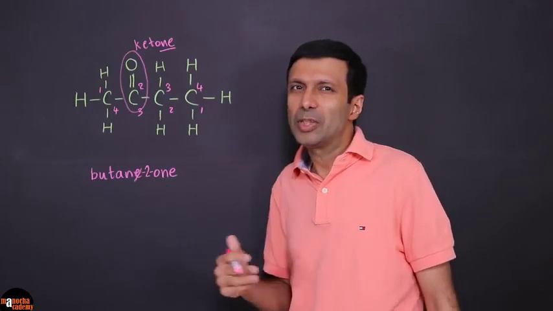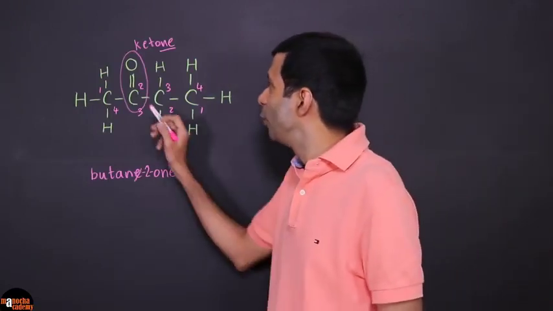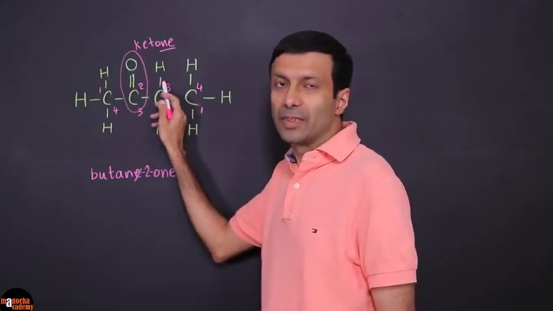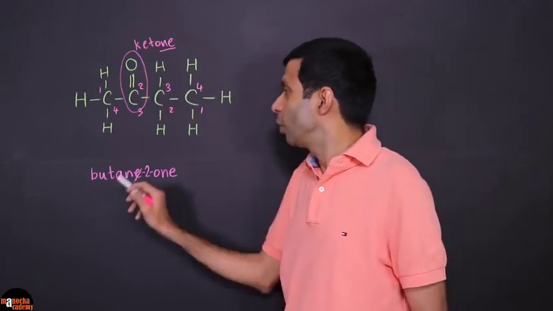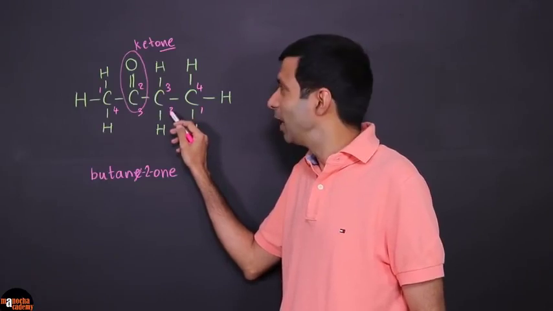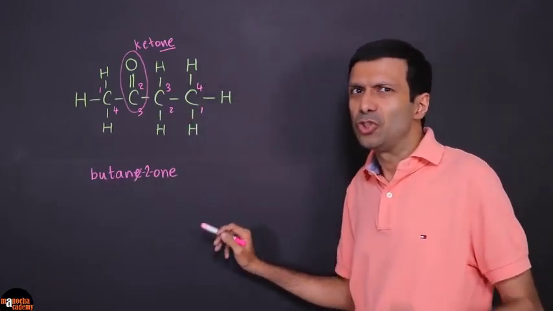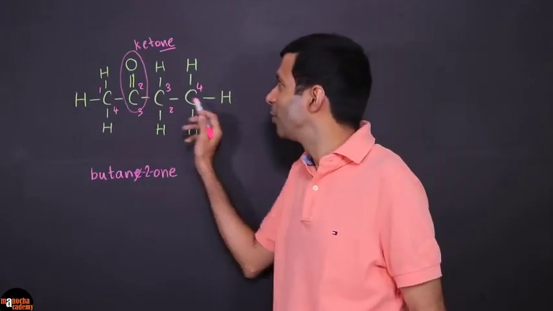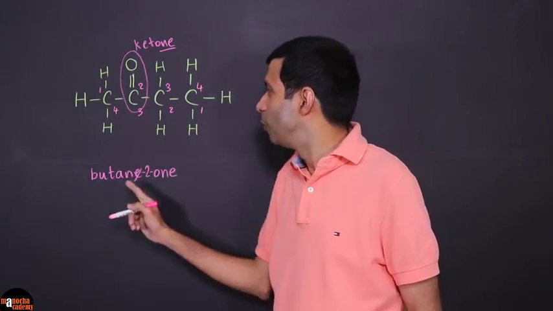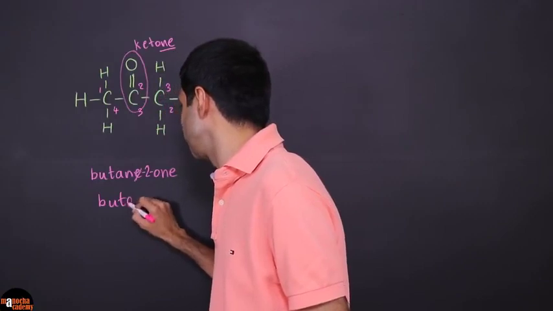If you write this name, it's probably fine, but strictly speaking, if you look here, if I shift the double bond over here, then what will the name be? It's not going to be butane-3-one. Again, now we'll take the smaller number I mean. So it's again going to be butan-2-one. So just like propanone, for 4 carbons also, only one ketone is possible, which is butan-2-one or simply butanone.